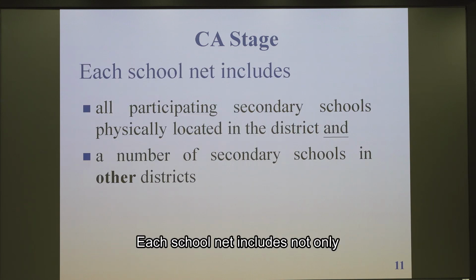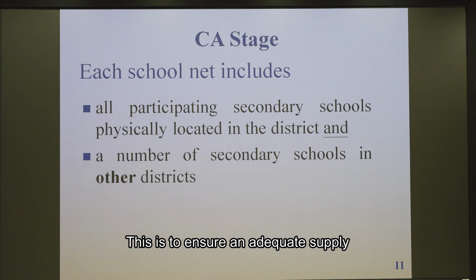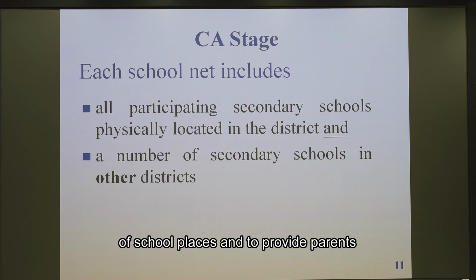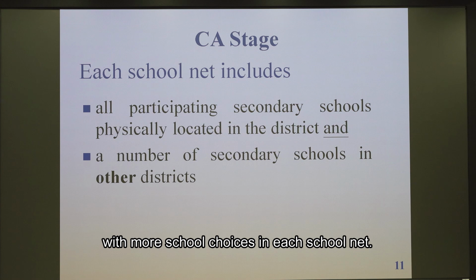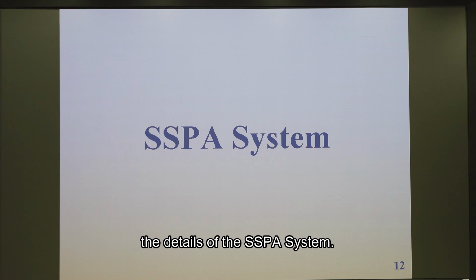Each school net includes not only all participating secondary schools physically located in the district, but also a number of secondary schools in other districts. This is to ensure an adequate supply of school places and to provide parents with more school choices in each school net. Now I'm going to tell you the details of the SSPA system.